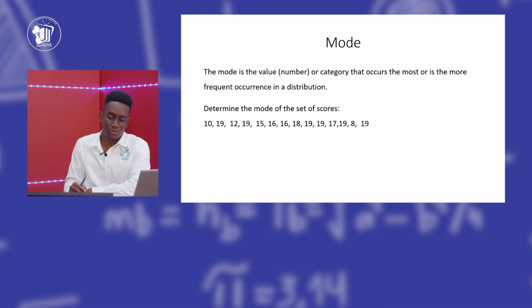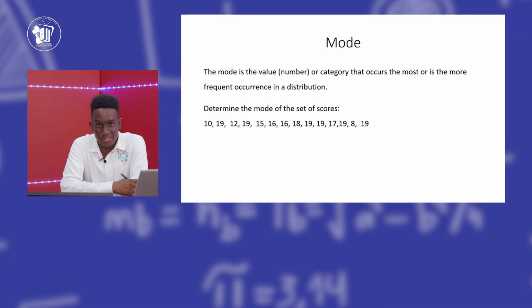So let's move on to the mode. Now the mode is probably the easiest of the three. So the mode is the value or the number or the category that occurs the most, or is the most frequent occurrence in the distribution. So the mode is basically the number that comes back the most times, the number that you see the most. So we have this example, determine the mode of the set of scores.